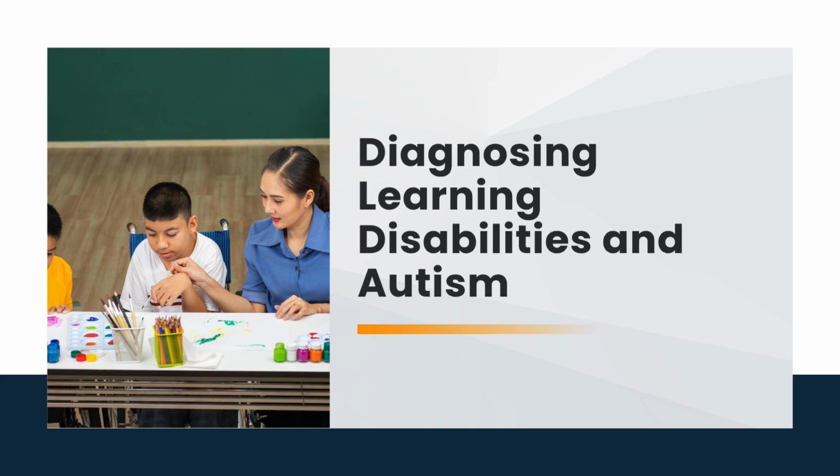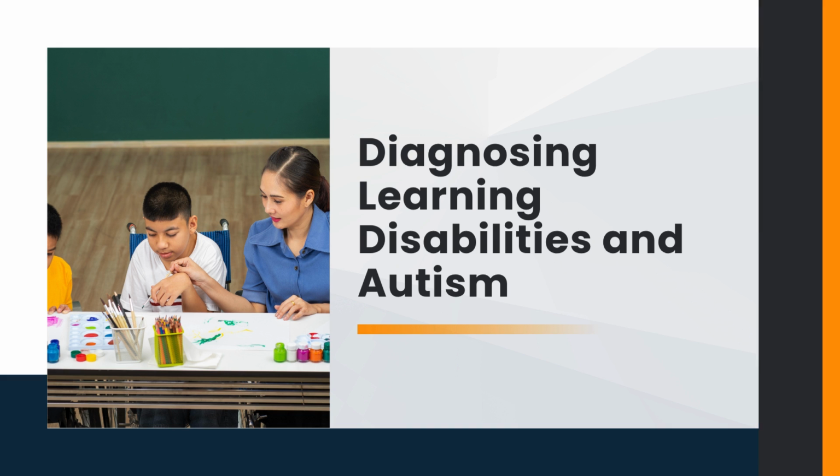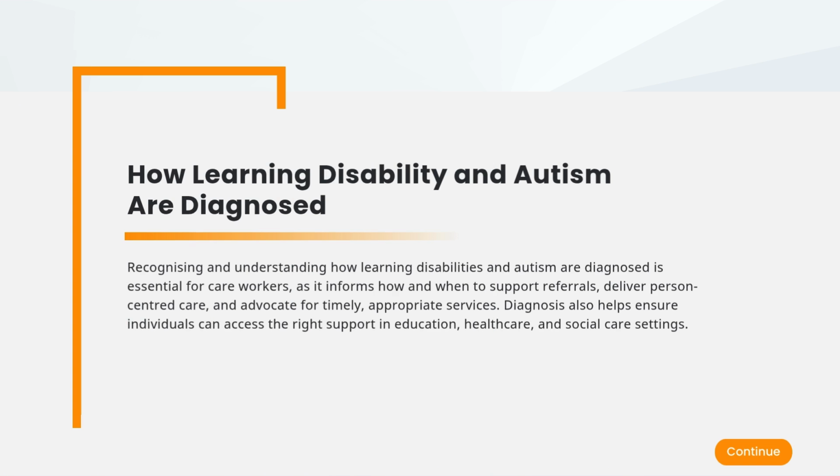Diagnosing learning disabilities and autism. How learning disability and autism are diagnosed. Recognizing and understanding how learning disabilities and autism are diagnosed is essential for care workers, as it informs how and when to support referrals, deliver person-centered care, and advocate for timely, appropriate services. Diagnosis also helps ensure individuals can access the right support in education, healthcare, and social care settings.